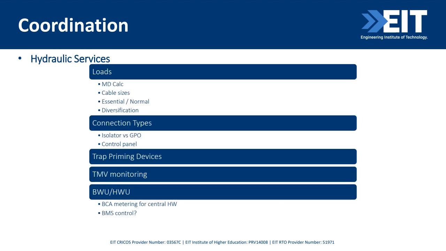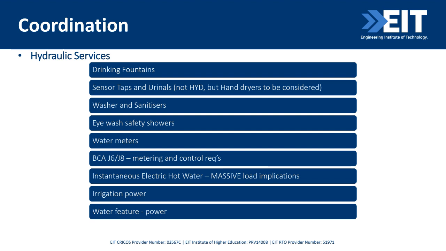For hydraulic, this could be anything from trap primers to hot water units, sewage treatment plants, rainwater tanks, rainwater pumps. How do we connect to that equipment? We need all this information or have these discussions during that planning phase. Drinking fountains, sensor taps, eyewash safety showers, hot water units, irrigation. Maybe there's a water feature. Anything that requires power or lighting, we have to coordinate.